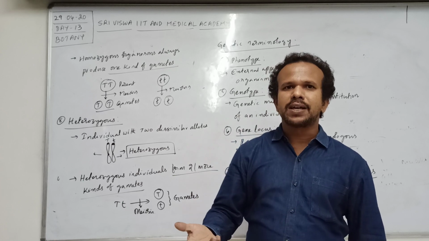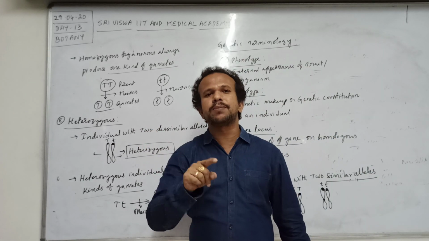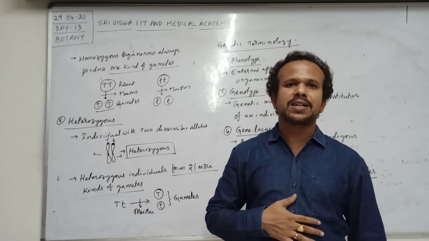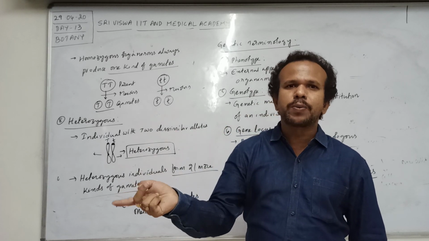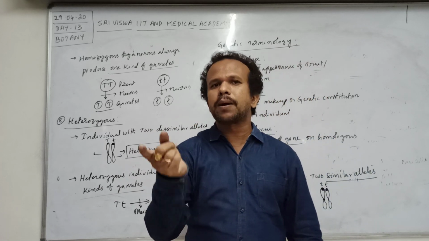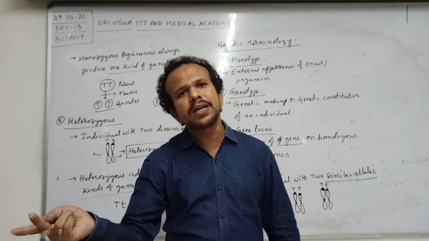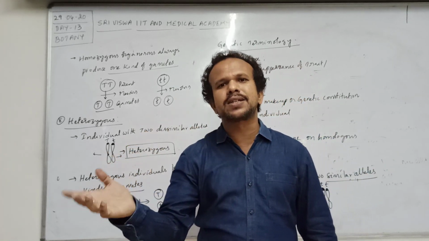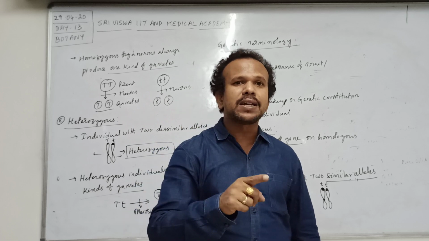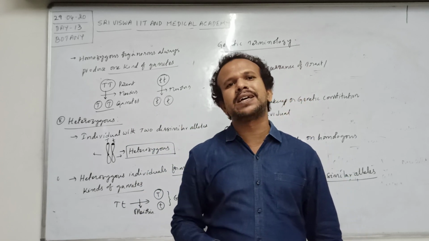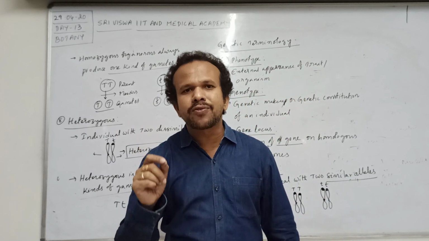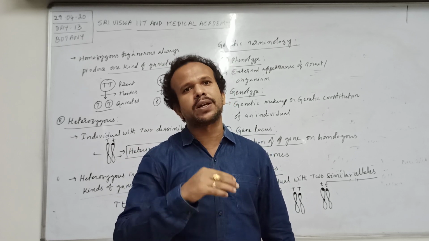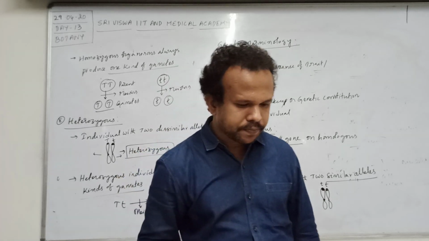For example, say if the length of the stem is a character, tall and dwarf are the contrasting traits. Tall and dwarf are controlled by capital T and small t. Capital T is an allele, small t is an allele. Capital T is the dominant allele, small t is the recessive allele. The dominant allele is written in the form of a capital letter. The recessive allele is written in the form of a small letter. Okay? Are you getting this? This is very important. Read carefully.